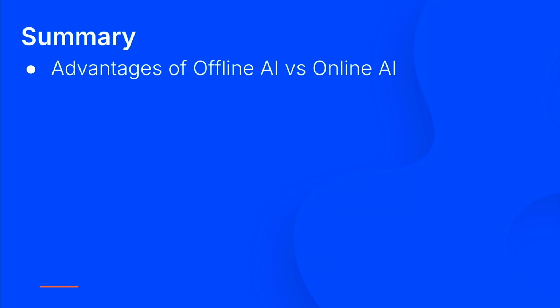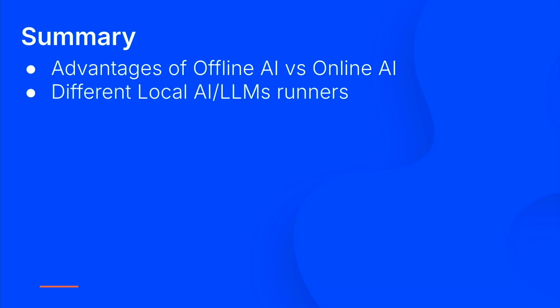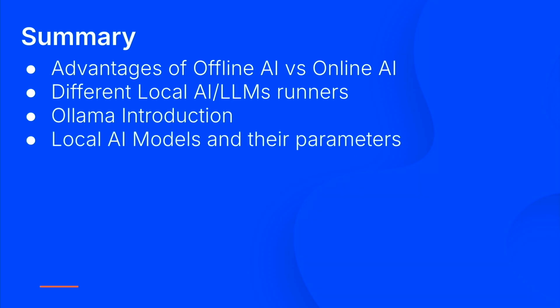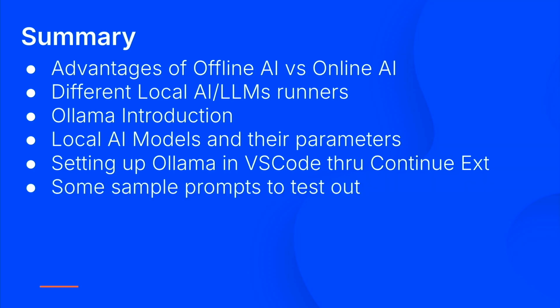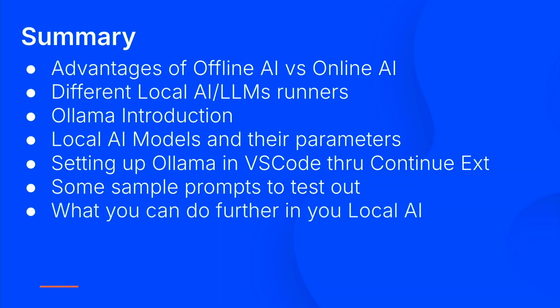And summary. We were able to tackle the advantages of offline AI and online AI and the different AI runners out there that you could try out. We introduced Ollama, local AI models and their parameters. What you need to know if you're going to be choosing your local models. How to set it up in your Visual Studio Code through the Continue extension. Some sample prompts that I tested and shared with you, and what you can do further with your local AI.